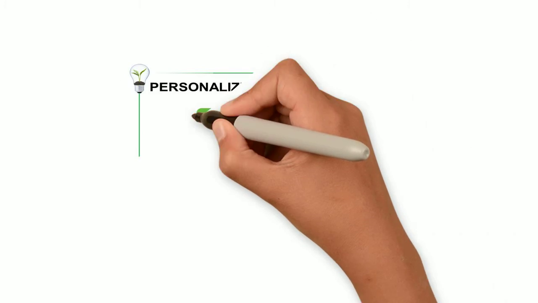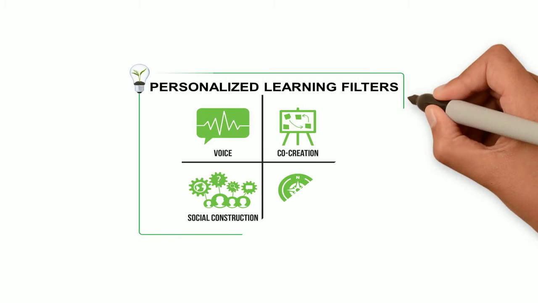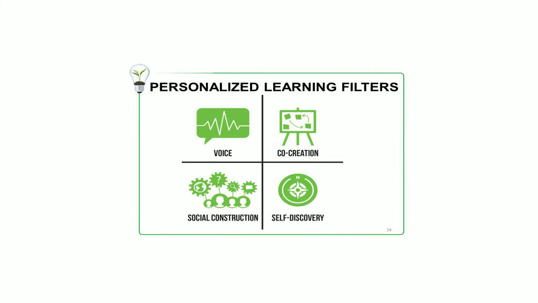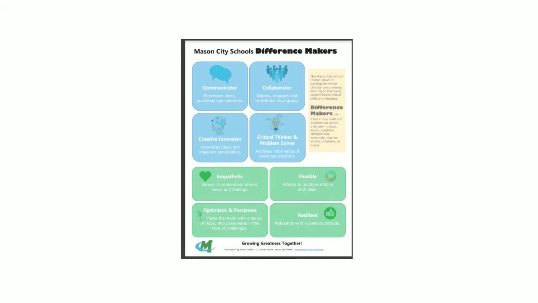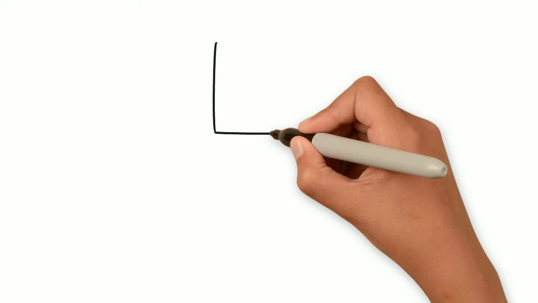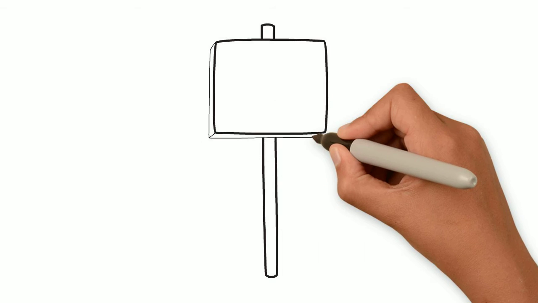The next tool are the 4 attributes of a personalized learning culture. These are things that we want to look for as we move progressively into a personalized learning culture. They are voice, co-creation, self-discovery, and social construction. The next tool are the Mason City Schools Difference Makers. This tool is a great reference as we go on our journey today, because we want to consider the skills and mindsets that are necessary to help develop self-navigating learners and outcomes in our personalized learning plan.